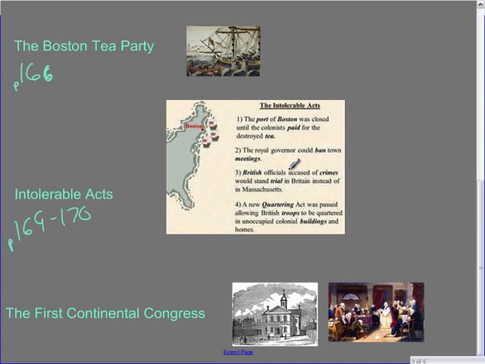You're going to pay the taxes too. You have to listen to us. We are the ones in charge. You cannot just throw a temper tantrum and get away with everything. So they do a little bit more things. A new quartering act, the royal governor is put into place, and all this other kind of stuff.